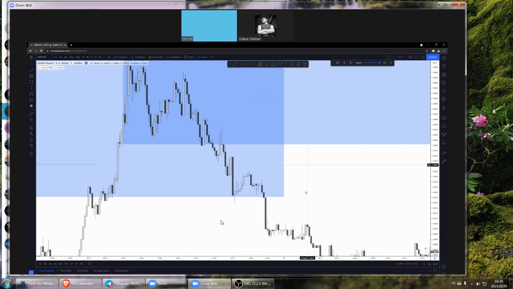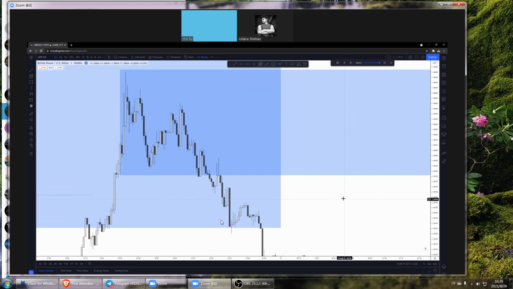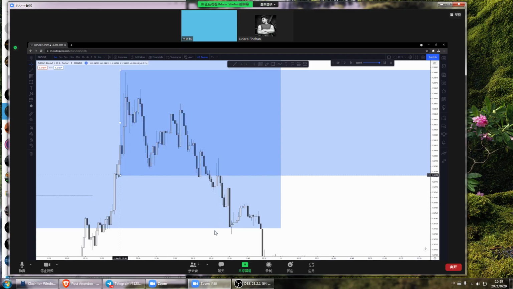From broker to broker, the data will differ. I'm trading FTMO, and on FTMO this wick right here was not present, which means from this to this there is an imbalance. Can you understand that? So I'm refining it down to this candle. This is how I refine it.